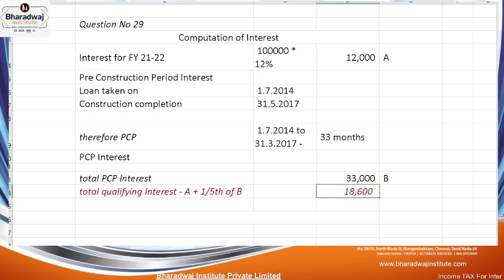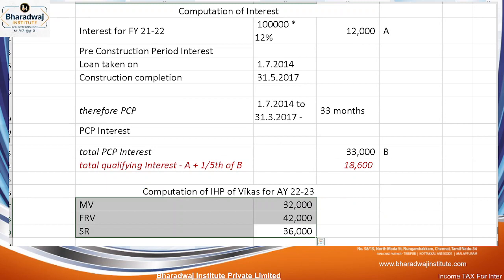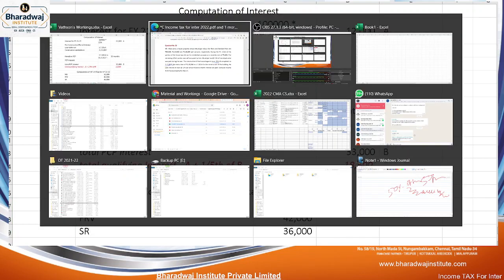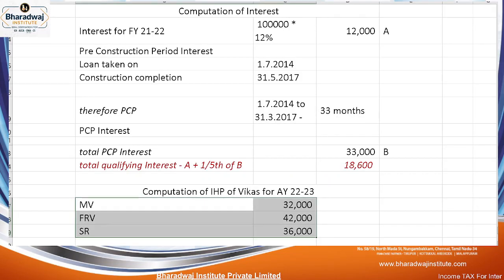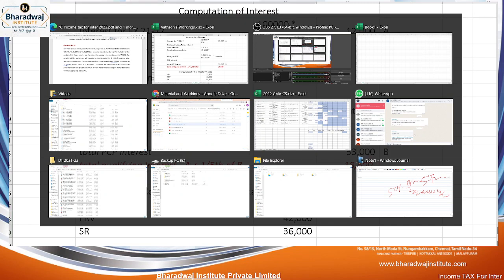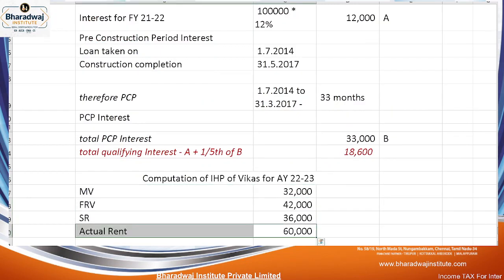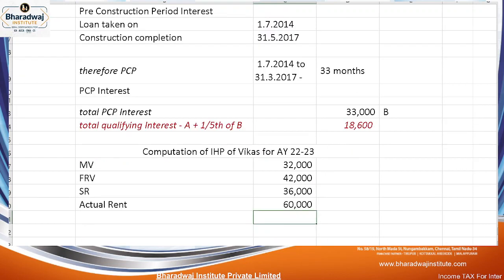We will proceed to the computation of income next. All the values for the let out portion: 1/3 is let out. Municipal value, fair rental value, standard rent, everything you should take as 1/3. 32,000, 42,000, 36,000 are the values like FRV, MRV, standard rent, all into 1/3. Actual rent will be taken based on the actual amount: 5,000 into 12, 60,000.